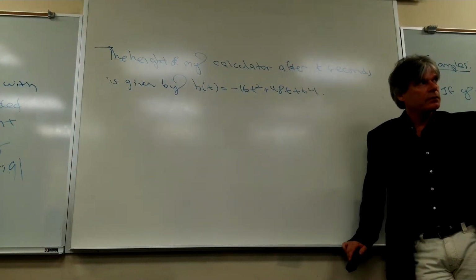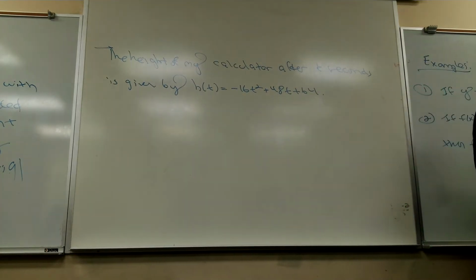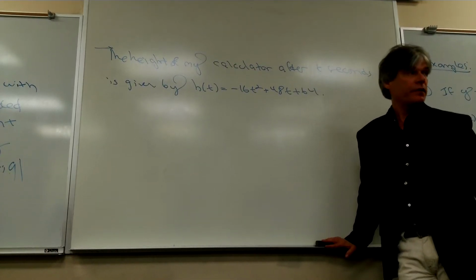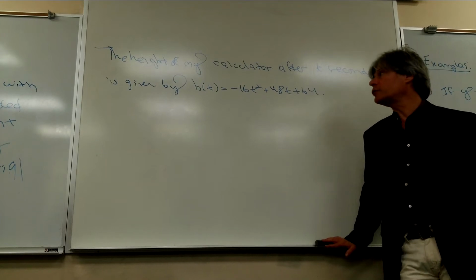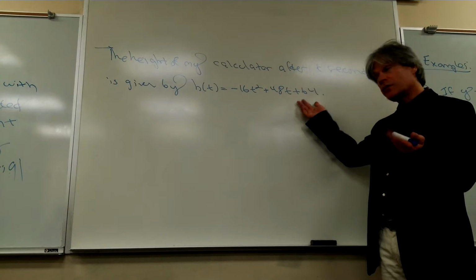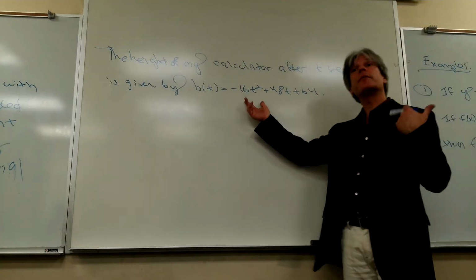You give me 6 more weeks, I'll prove to you that equation is accurate. It's just that, number one, this neglects air resistance. Number two, the 64 came from the initial height. The 48 came from the initial velocity. The negative 16 came from gravity.